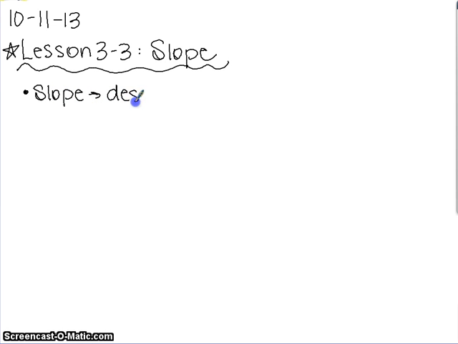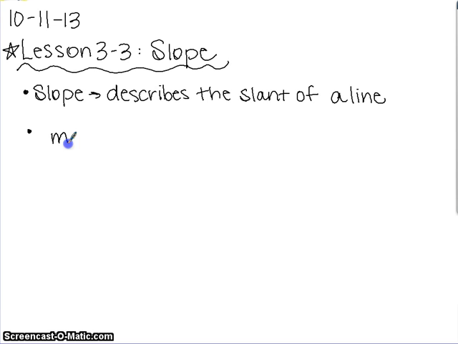Okay, so just to review, first of all, slope. That describes the slant of a line. So it tells you not only what direction it's slanted in, but it tells you how much it's slanted. Okay, if you remember the slope formula, we use an m to represent slope. So if you have the slope between 2 points, it is y2 minus y1 over x2 minus x1. You may remember that as rise over run. Okay, same kind of thing.